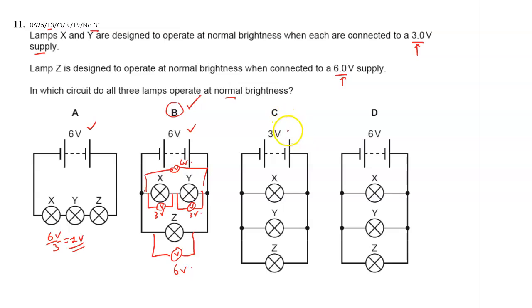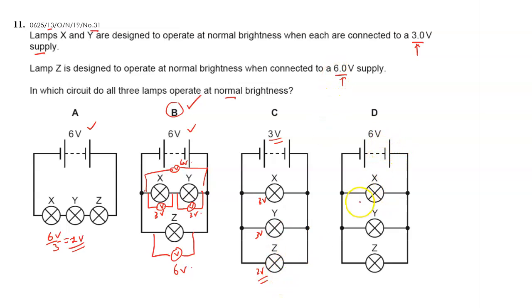Of course, C is not right because the battery is 3 volts and Z needs 6 volts. So when they're in parallel like this, this will be 3 volts. If you put a voltmeter across each one of them, it will be 3 volts. And therefore, Z will not have normal brightness. So X and Y will have the same normal brightness, but Z requires 6 volts to have normal brightness.